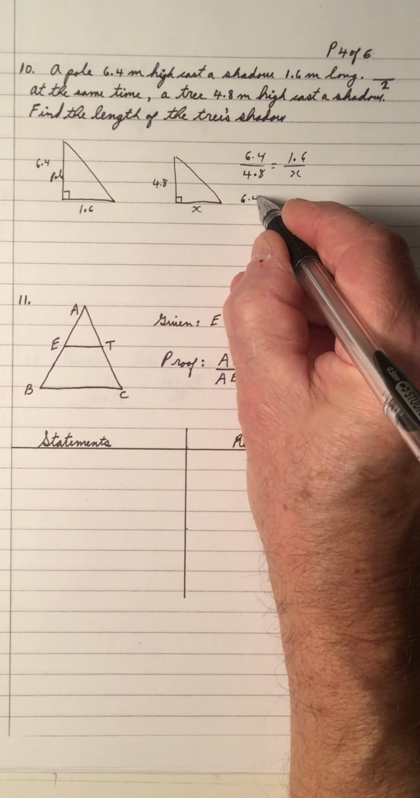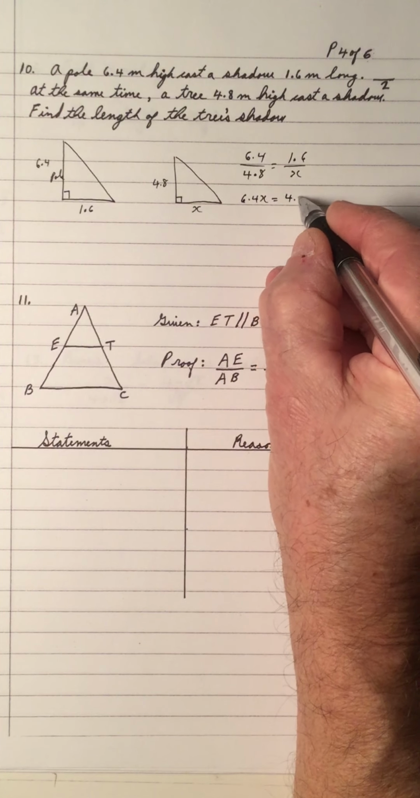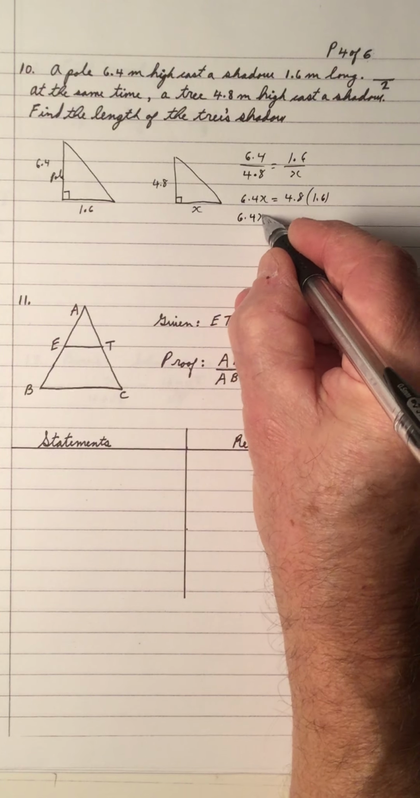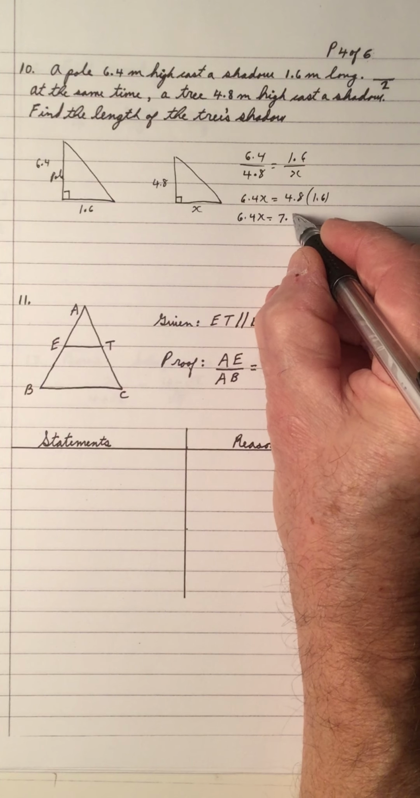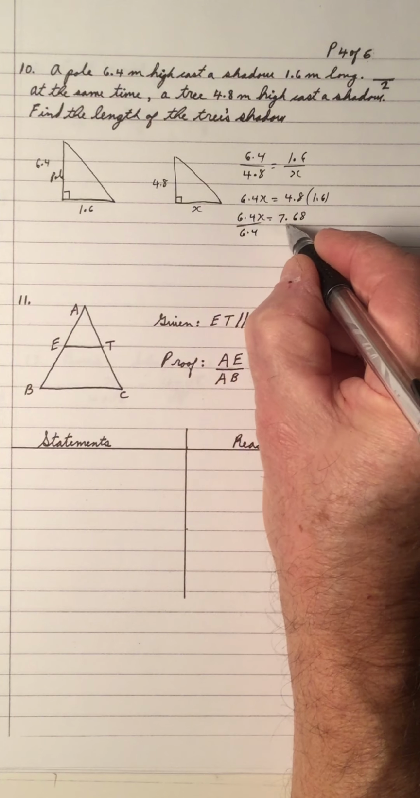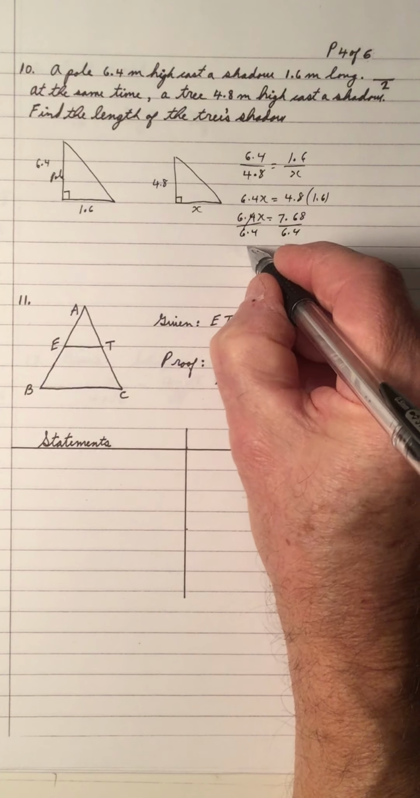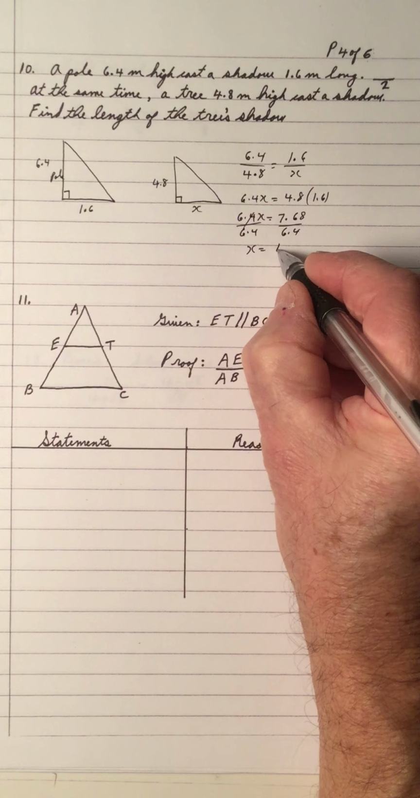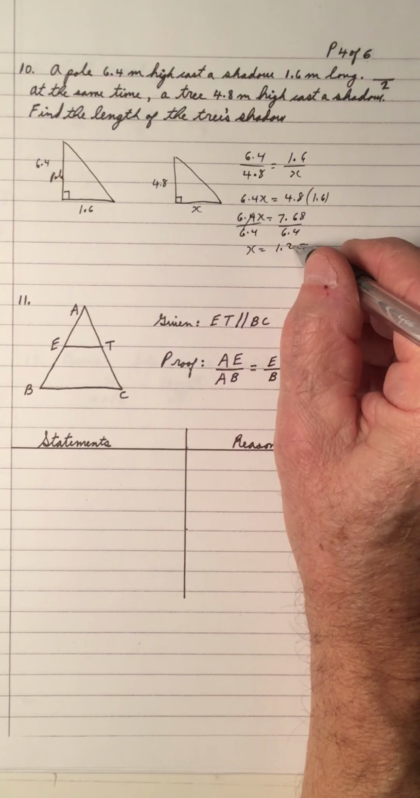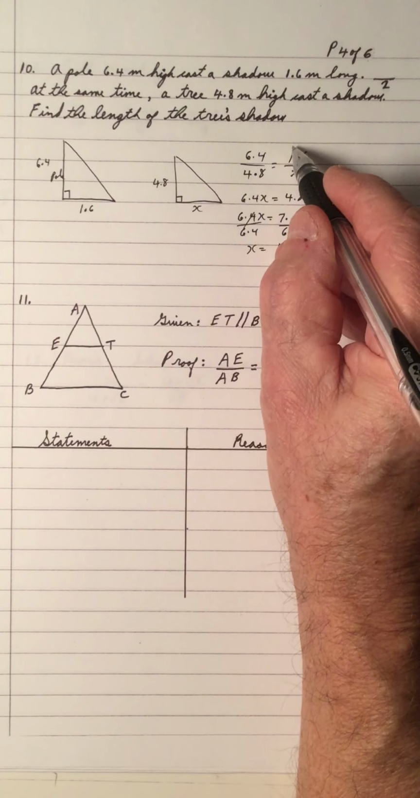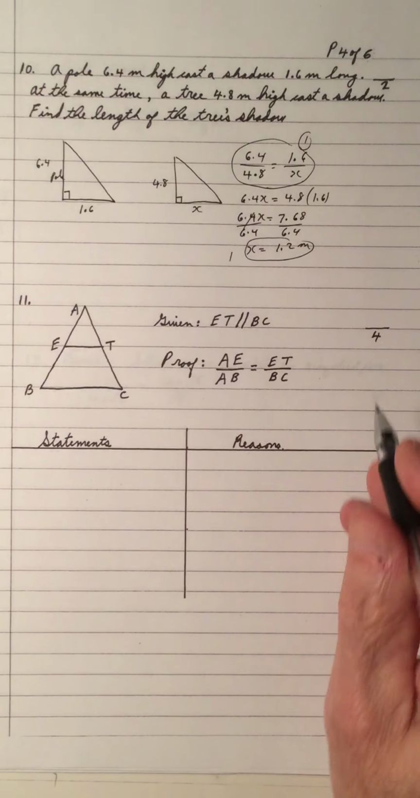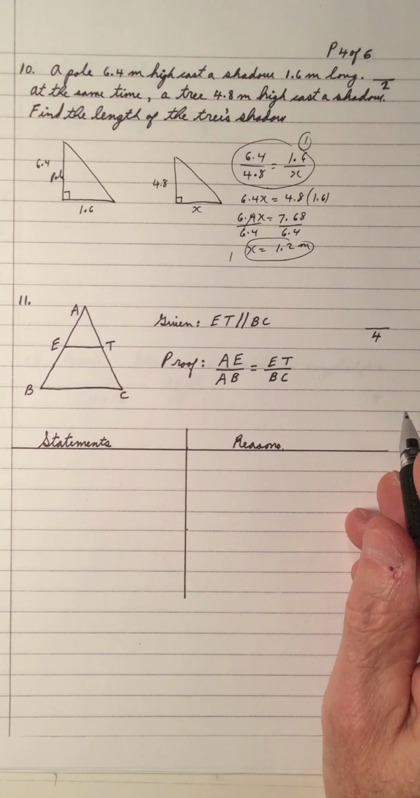So 6.4x equals 4.8 times 1.6. That gives me, use a calculator, 7.68, and divide by 6.4. X is 1.2 meters. So the length of the shadow of the tree is 1.2. So you get 2 marks. You get 1 for this, and you get 1 for the answer. 2 altogether. Number 11, we have a proof.